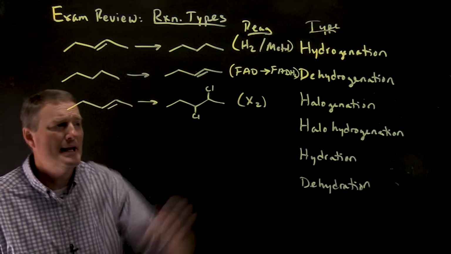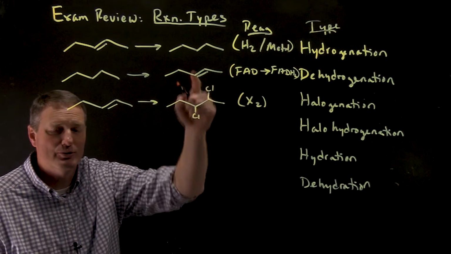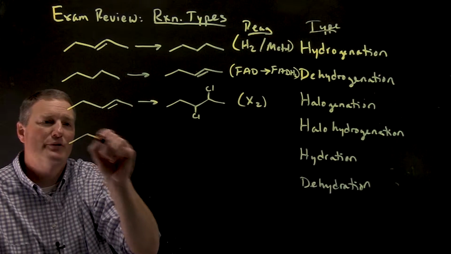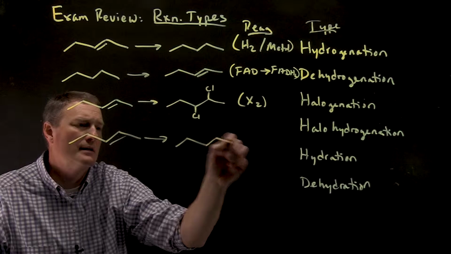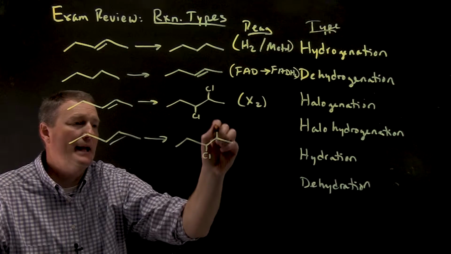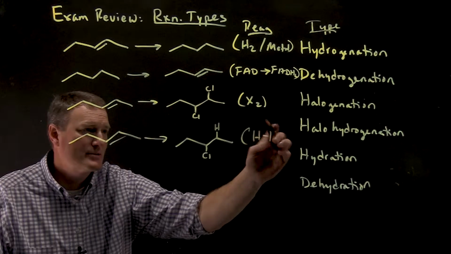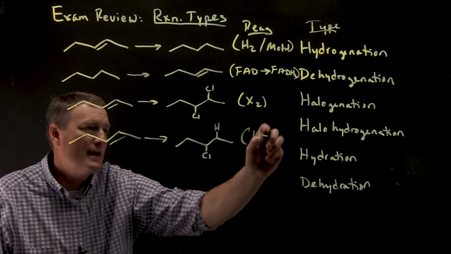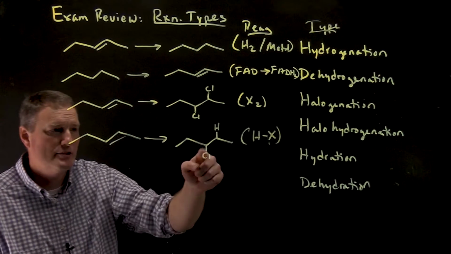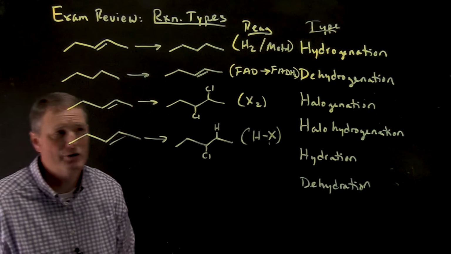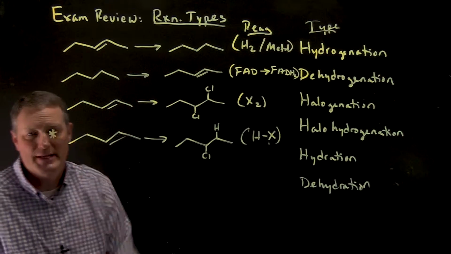The next type is called the halohydrogenation, and that's kind of a mix between these two. Here's what we're going to do for this one. We're going to add a chlorine and a hydrogen. So this is where we're adding HX. That's called a halohydrogenation, where we add a halogen to one of the carbons and a hydrogen to the other. In this particular reaction, we'll just put an asterisk next to it.